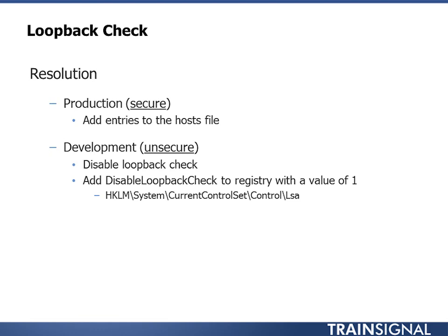So on development, where I'm not as concerned about security, what I can do is just simply tell Windows, don't do the loopback check. And the way that you do that is just by adding in a DisableLoopbackCheck DWORD to the registry with a value of 1, and you're going to put that into HKEY_LOCAL_MACHINE, System, CurrentControlSet, Control, LSA. By the way, that's already been done on my local system.